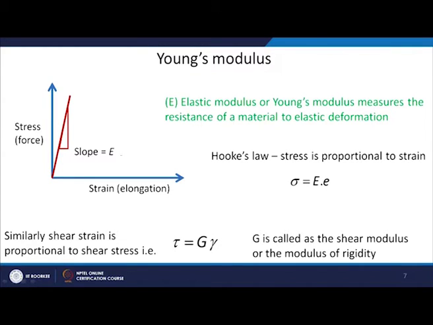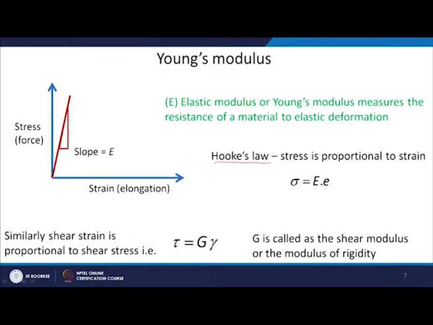So, the slope of the curve will give you E, and this linear dependence of stress on strain is what we call Hooke's law: stress is proportional to strain. So, sigma is equal to E into strain, okay, that is Hooke's law. Elastic modulus, or Young's modulus, measures the resistance of a material to elastic deformation, as I told you, whatever deformation I am imposing, its resistance. If you have a high elastic modulus, that means resistance will be more, and you will require more stress.